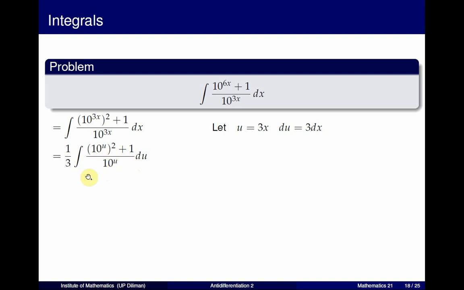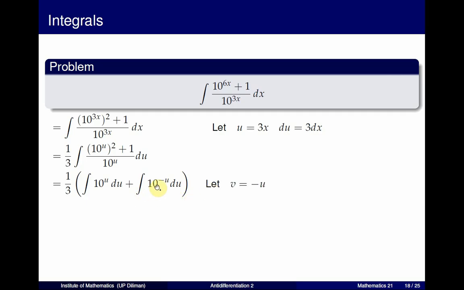And now let's just separate the fraction. So we separate the fraction into two fractions and we distribute the integral. So we get 1/3 times the integral of 10 to the u du plus the integral of 1 over 10 to the u, or the integral of 10 to the minus u du. 10 to the u du can be integrated already, but 10 to the minus u du still needs some work.